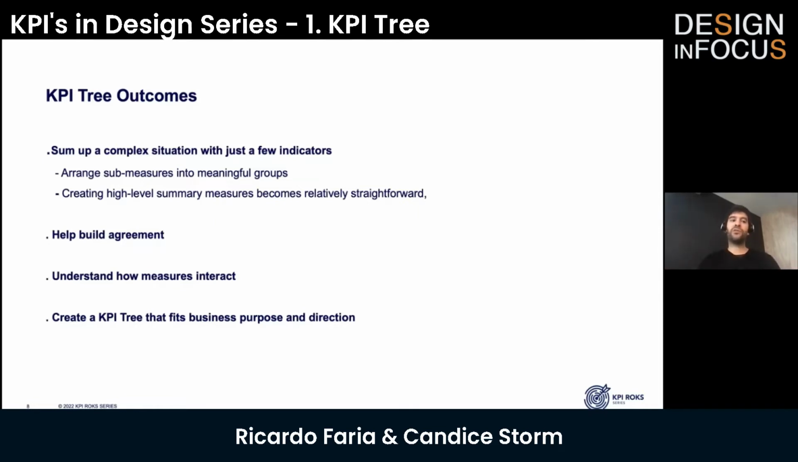So in this session, you should sum up a complex situation in just a few indicators. So arrange sub measures into meaningful groups. Create a level of summary measures, which becomes really straightforward because you see connections. You're going to build agreement, which is super important when you have stakeholders in your room. You're going to understand how these measures interact with each other. So a KPI is not something that stands alone. No, it's a logic. And also create a KPI tree that fits business purpose and direction. So you already give a direction for them. You're already showing this is the strategy you should follow.